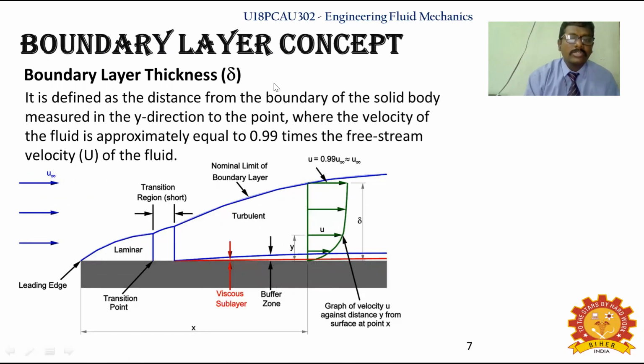Boundary layer thickness is defined from the boundary of a solid body, and here the plate is considered the solid body. It is measured in the y direction to the point where the velocity of the fluid is approximately equal to 0.99 times the free stream velocity of the fluid. At this point you consider the boundary layer thickness. From 0.99 up to the free stream velocity capital U, once it is attained, you have attained the boundary layer. This is the boundary layer thickness.